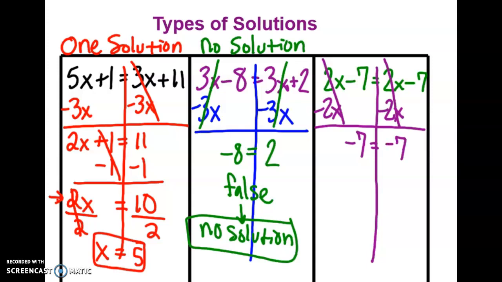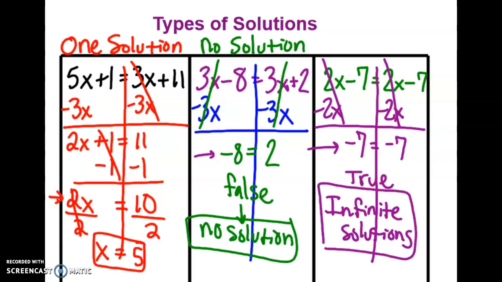2x minus 2x is once again 0, and I'm going to bring down that negative 7. So just like the previous example, the variables have been eliminated. So when the variables are eliminated, we need to look at whether this statement is true or false. In the last one, negative 8 does not equal 2. But here, negative 7 equals negative 7. They're the same number, therefore they are equal. So that makes this a true statement. And if you get a true statement, that means there are an infinite number of solutions. That basically means that any number can be a solution for this equation. So that is the third type of solution that you might get, infinite solutions.